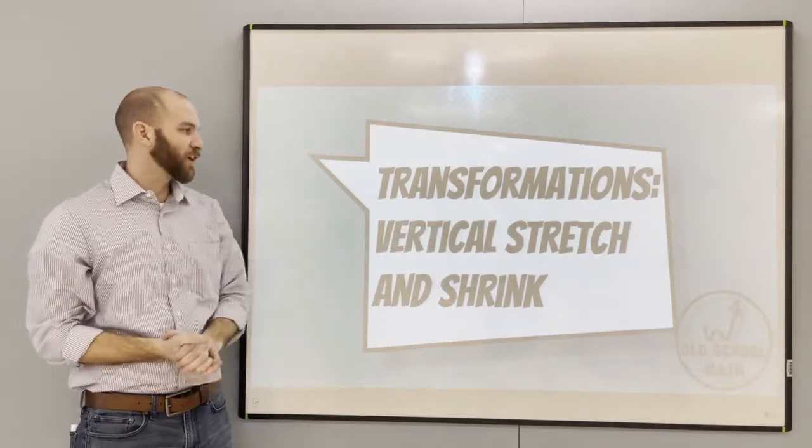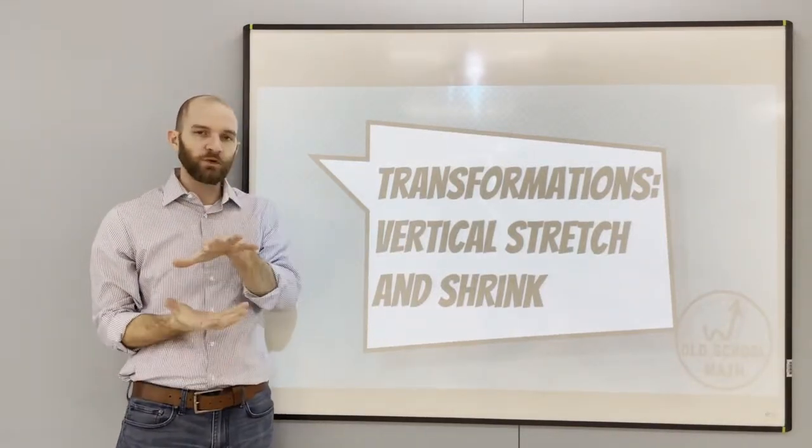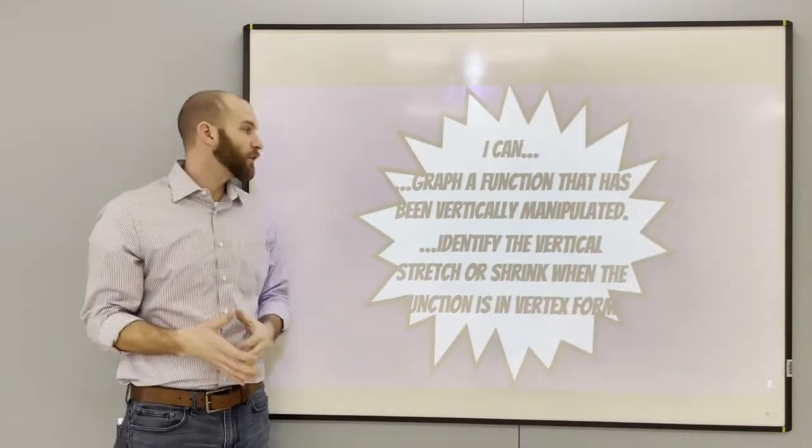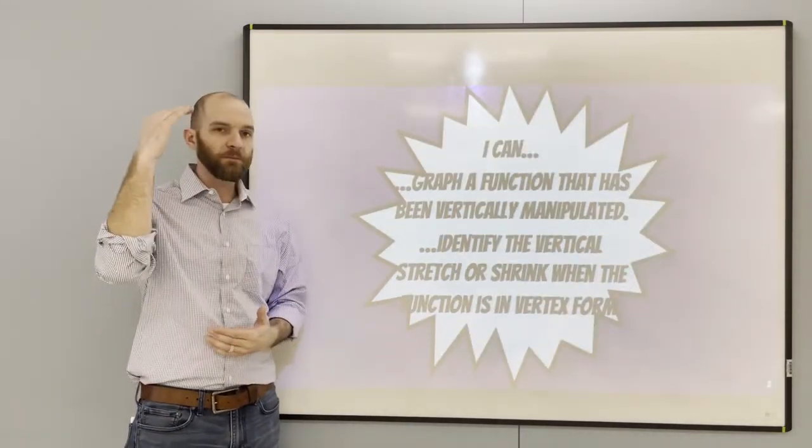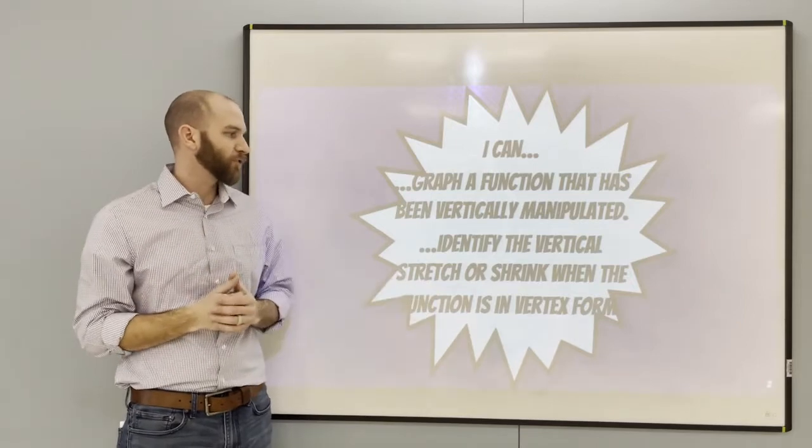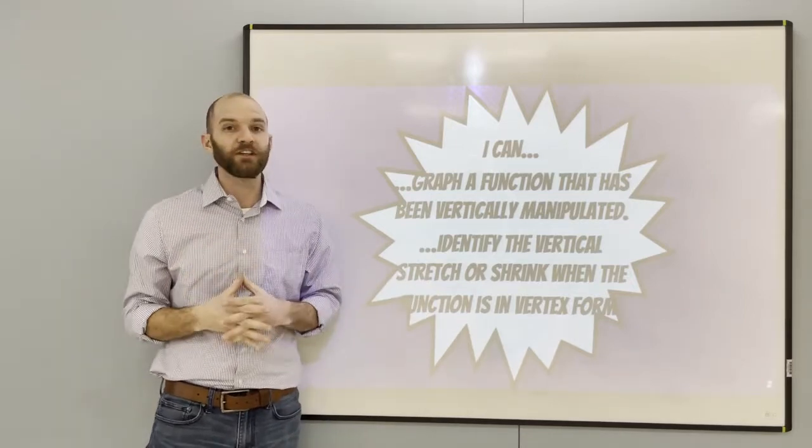Today we're going to be taking a look at transformations with a vertical stretch or shrink. By the end of this video, you'll be able to graph a function that has been vertically manipulated and identify the vertical stretch or shrink when a function is in vertex form.